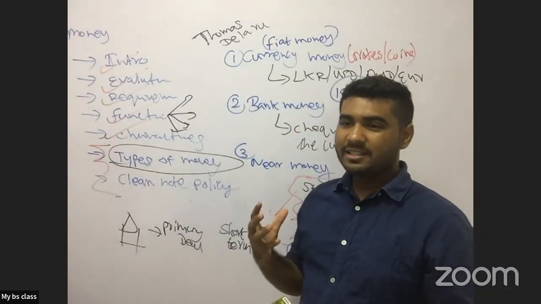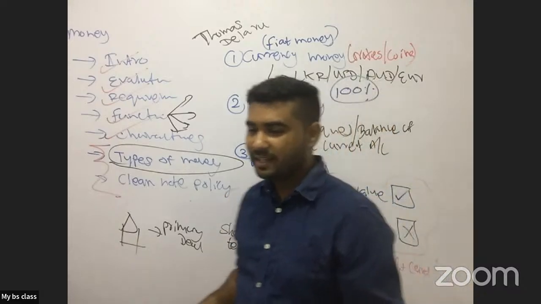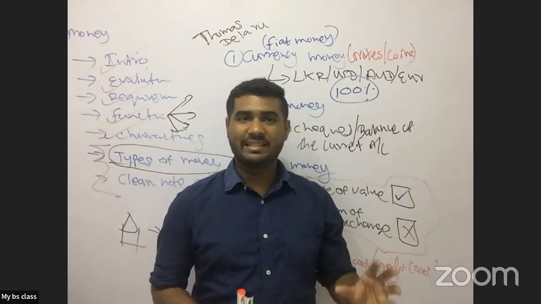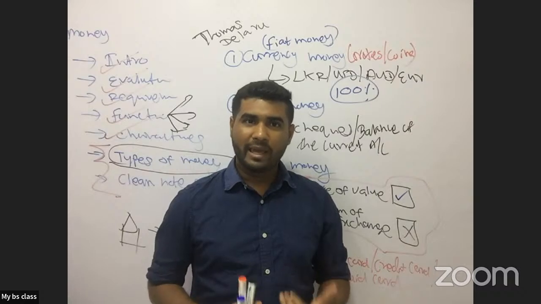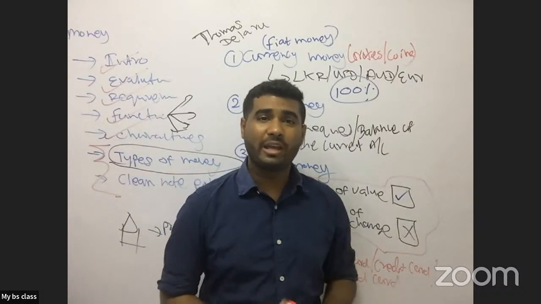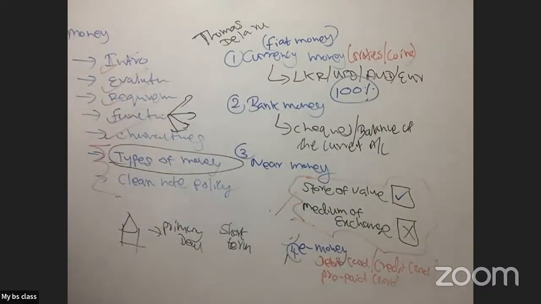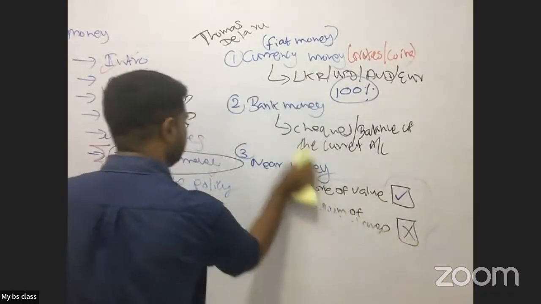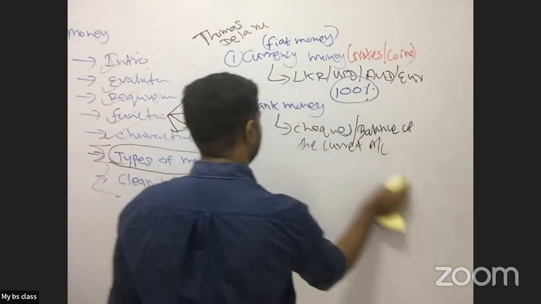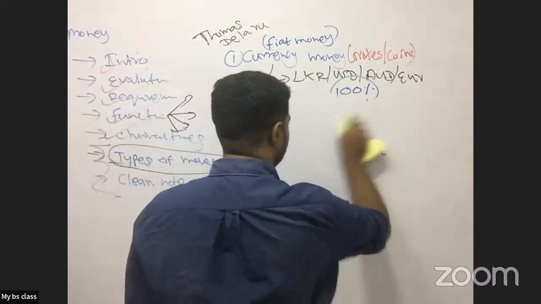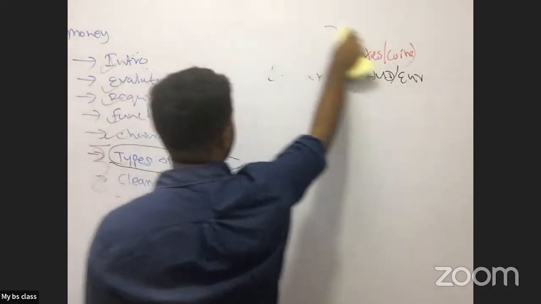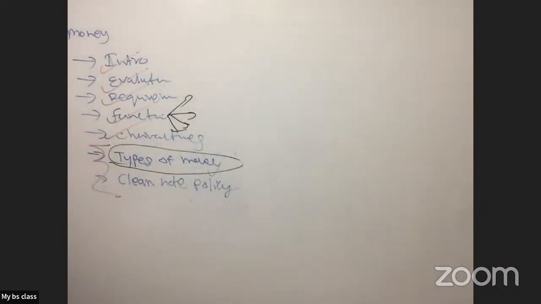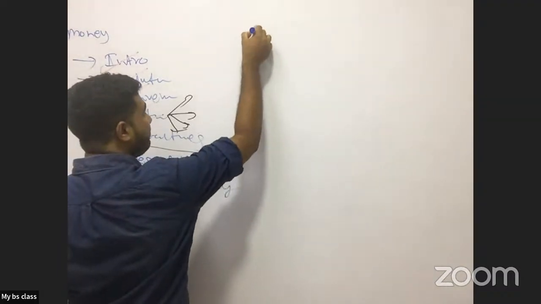Electronic money, it's just a plastic card. Unless you have some infrastructure facilities to use electronic payments, it will not be that successful. What facilities? Definitely, you need to have ATM machines.